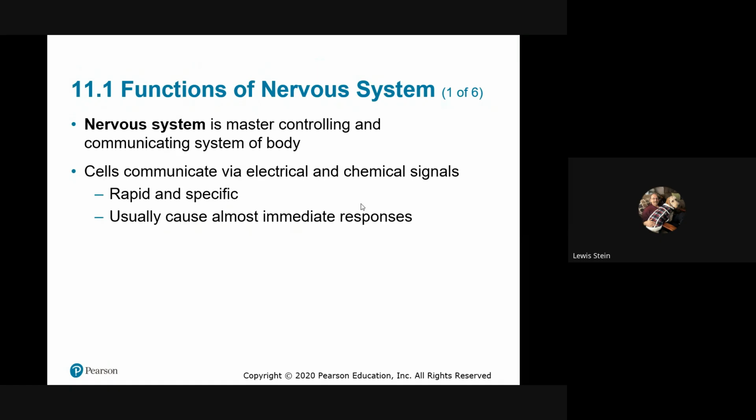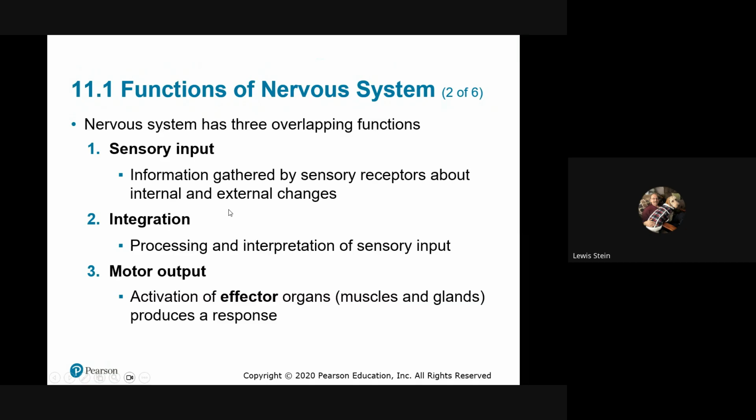When the nerve communicates with another nerve, it's chemicals. You've already learned about some of that. They're neurotransmitters. The one there's the most of is acetylcholine. And we've already got that one in our head. We have it in our toolbox already. So very, very rapid, very specific, very often immediate responses.